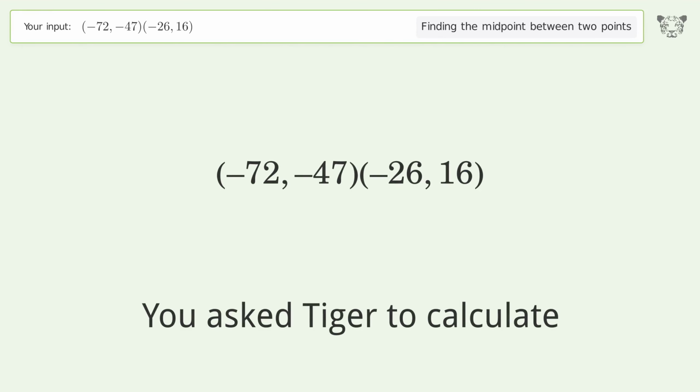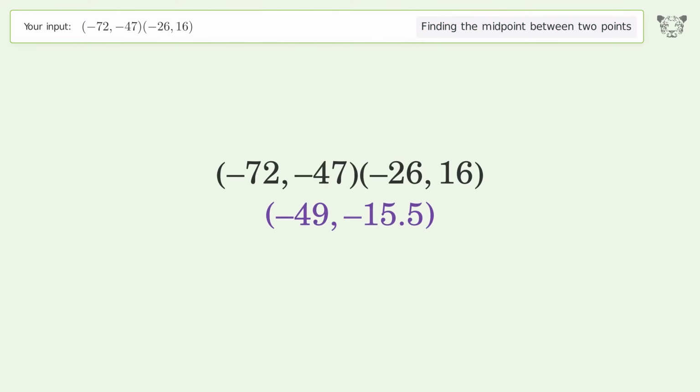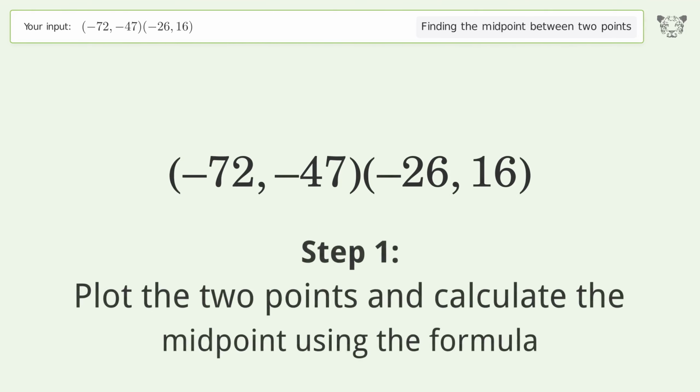You ask Tiger to calculate. This deals with finding the midpoint between 2 points. The midpoint between the 2 points is -49, -15.5. Let's solve it step by step. Plot the 2 points and calculate the midpoint using the formula.